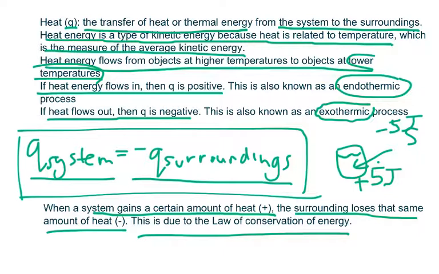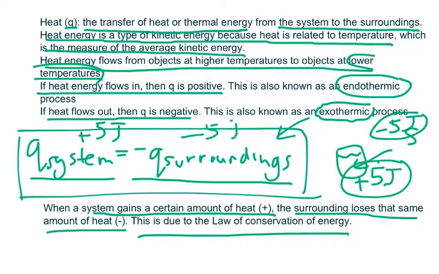Instead, it was just transferred. So the cup gains 5 joules of energy, while the surroundings loses 5 joules of heat energy. And this is essentially how this equation works. Since the Q of the system was plus 5 joules, that means the Q of the surroundings must have been negative 5 joules.